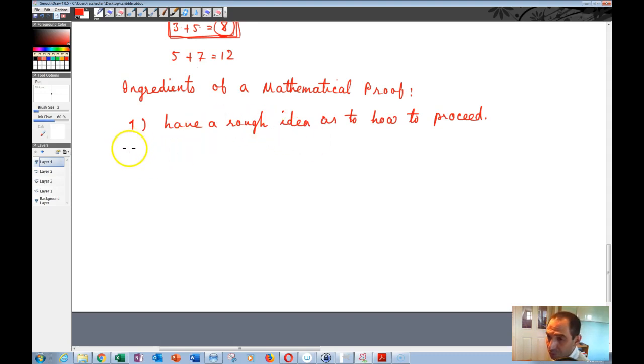And number two, the information already given to us in a theorem, that is the hypothesis, has to be clearly understood. You have to understand the hypothesis. The hypothesis is basically all of the information that has been given to you in that problem.